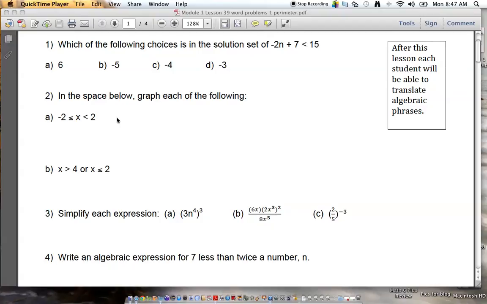In a couple of minutes. And then we begin some work on word problems and perimeter and so forth. God bless. Okay, so. Bless you. God bless.